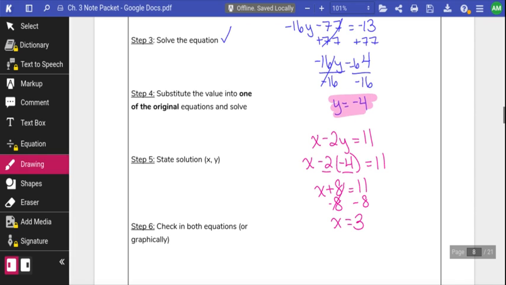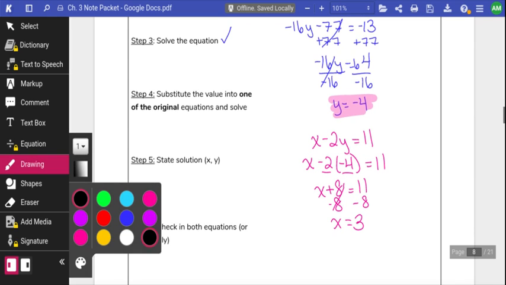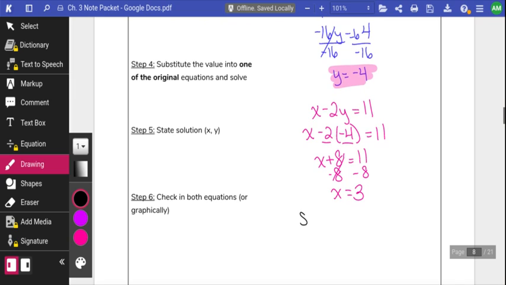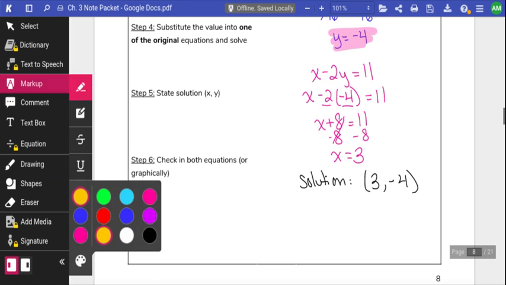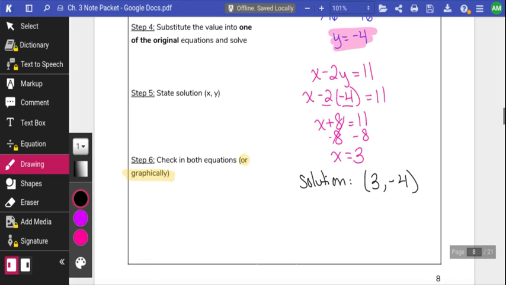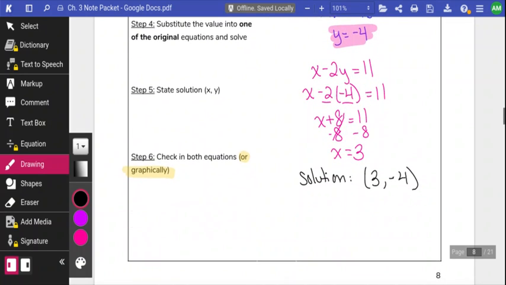So that means that the solution is the point (3, -4), because it goes x value followed by your y value. Then we should check in both of our equations to see if it works out, if we're correct. And again, I usually like to do this graphically. However, in this case, it might be easier to substitute. So let's look at substituting for this one.